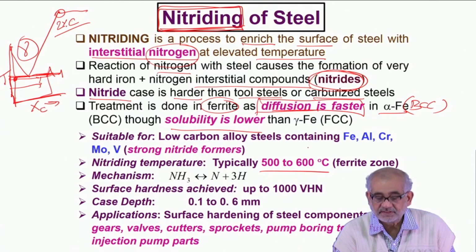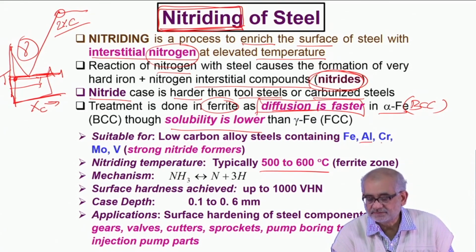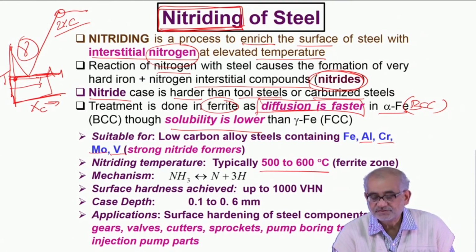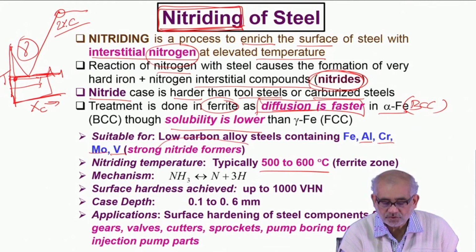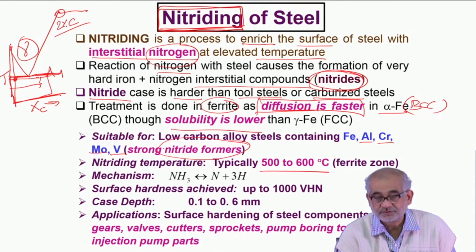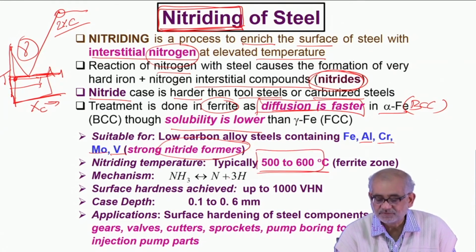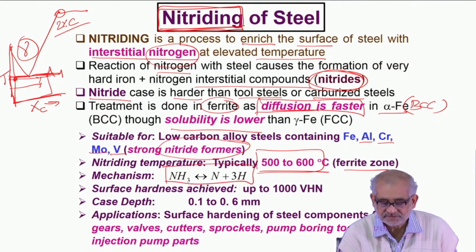Now, if steel contains alloying elements like aluminum, chromium, molybdenum, vanadium, titanium, these are the elements which are known to be strong nitride formers. So we would prefer to do it either in plain carbon steel or alloy steels containing one of these alloying elements. The temperature I just mentioned would be typically close to 500 to 550 in the ferritic zone. The most important reaction, which is the key for nitriding, is dissociation of ammonia into nascent nitrogen and hydrogen.